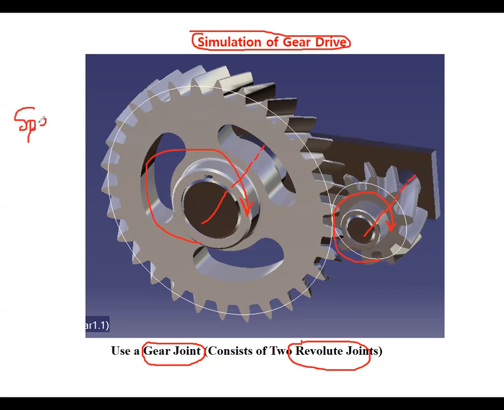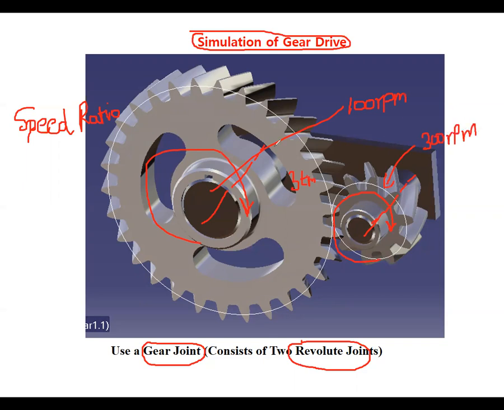Speed ratio is nothing but this: gears are used to change the speed of one shaft with respect to another shaft. Suppose this shaft is rotating at 100 rpm. Because this shaft is connected to a small gear, and this gear is 3 times bigger than that gear, this shaft rotates at about 300 rpm.